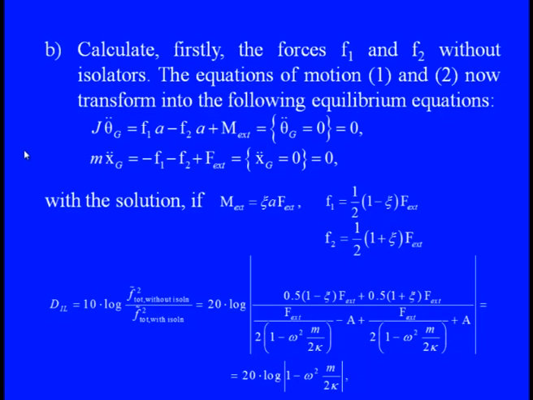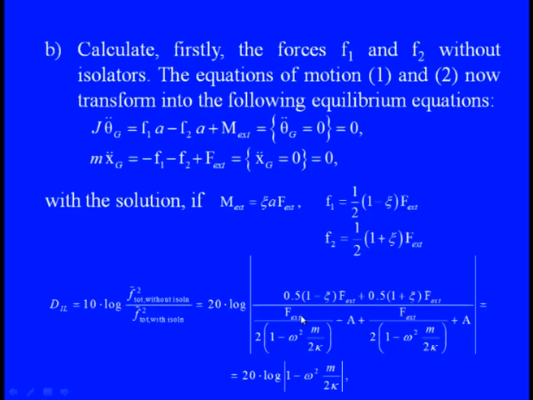And this x double dot means m into xg double dot equals minus F1 minus F2, the reactive spring forces, plus F excitation, where xg double dot is 0. So when we say there is no isolation, these are there. When we want to solve these, if M excitation is zeta a F excitation, we can say F1 is nothing but equal to (1 minus zeta) F excitation divided by 2, F2 is equal to (1 plus zeta) F excitation divided by 2, and then we can calculate the insertion losses by keeping 10 log of F square total without isolation and F square total with isolation.